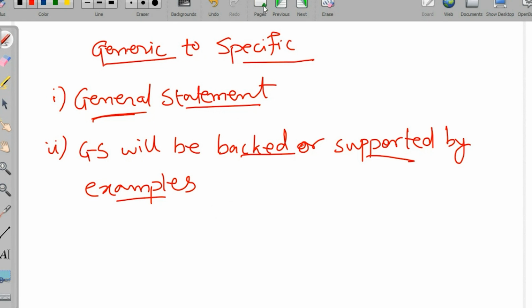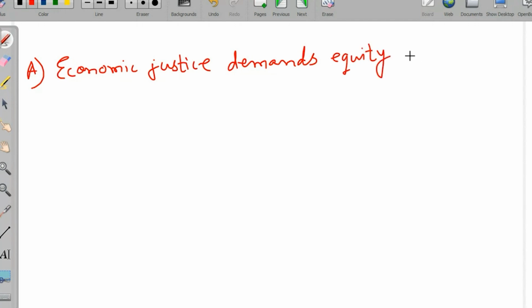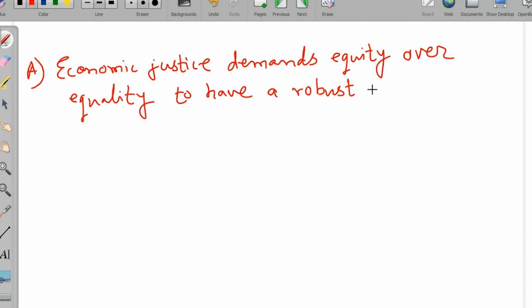I'll tell you with an example. Now let's say that statement A is a general statement: economic justice demands equity over equality to have a robust economy. Let's say this is the example.